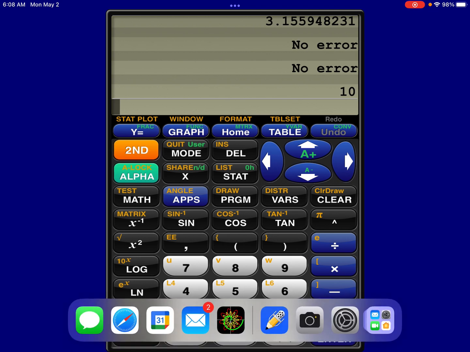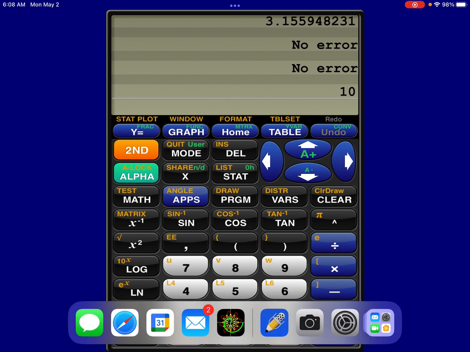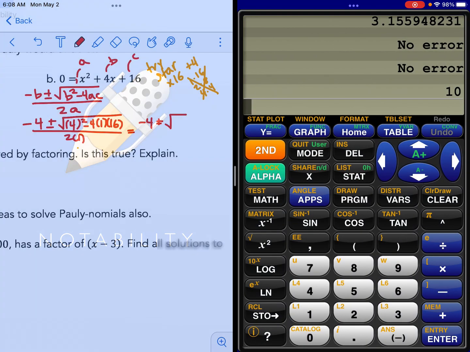oh, that's not what I meant to do. Hold on here. Let's get my Notability back up here. There we go.